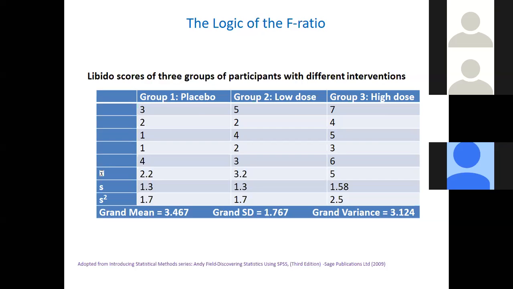And what defines the 3 groups? You can call them group 1, 2, 3. Group 1 was given placebo, because these studies try to look at the effect of Viagra on libido. So they gave one group placebo, another group low dose Viagra, and the third group high dose Viagra.